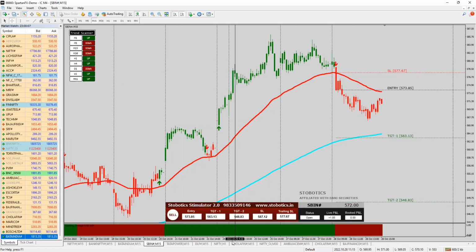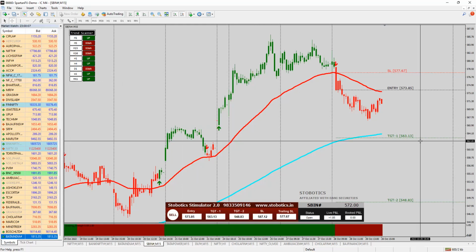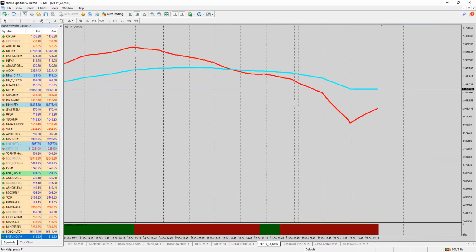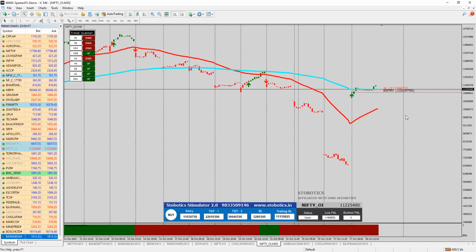Now coming to open interest, we have also added this open interest chart over here. If you see at the bottom, this is the Nifty open interest chart. You will get this in NSE cash. This is just for knowledge, for those people who are trading in options.